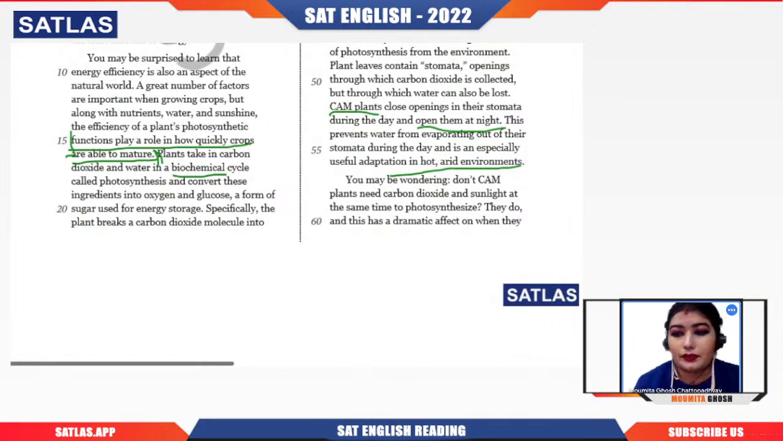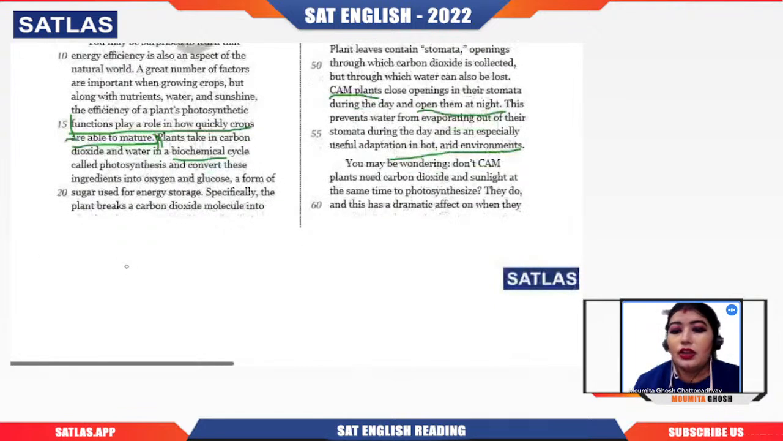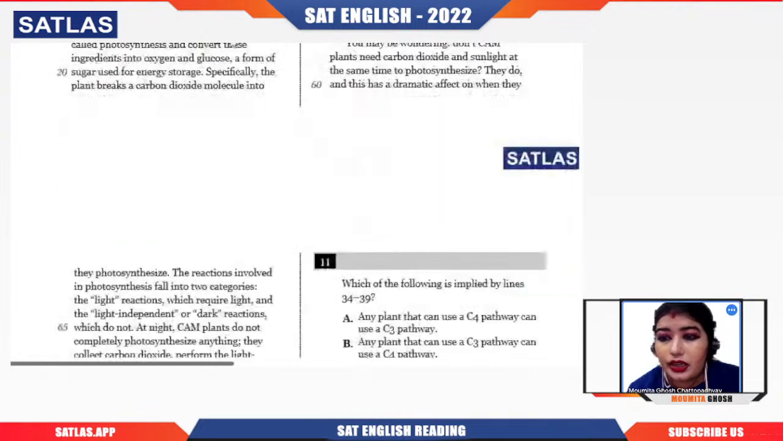You may be wondering, don't CAM plants need carbon dioxide and sunlight at the same time to photosynthesize?